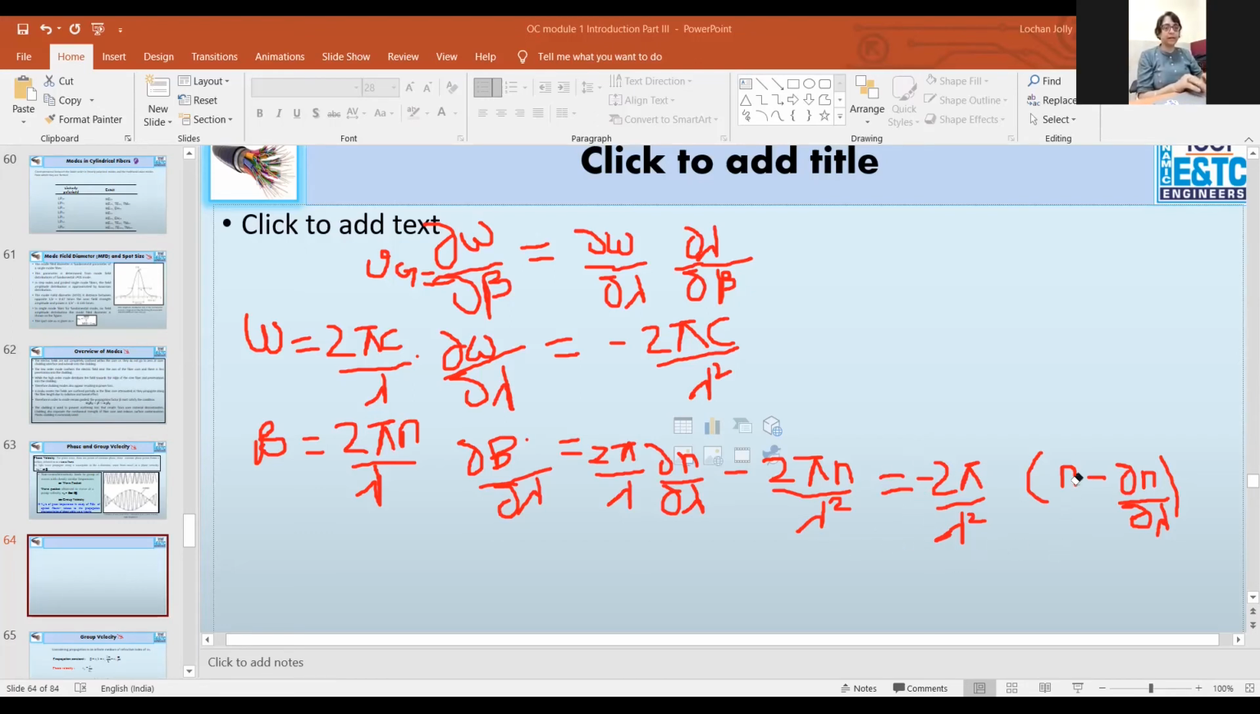Taking the minus sign common, this term n minus del n by del lambda, we call it the effective refractive index under the varying wavelength condition. N effective, which is equivalent to n minus del n by del lambda.